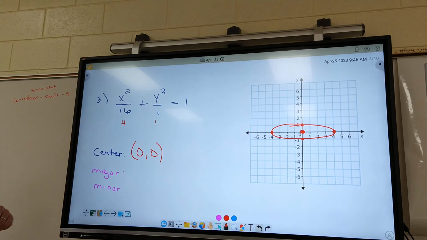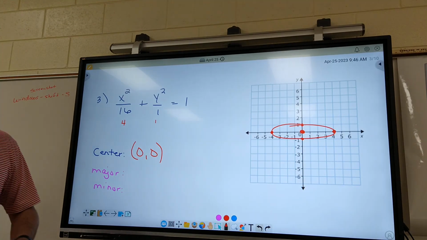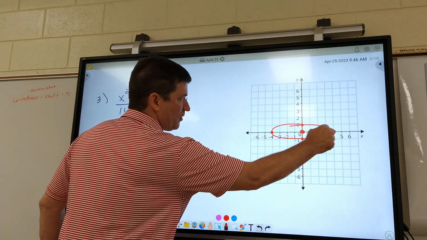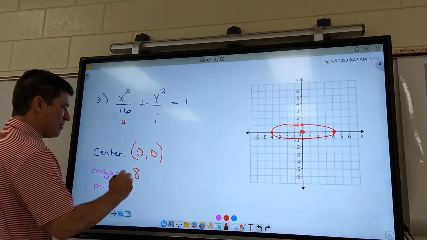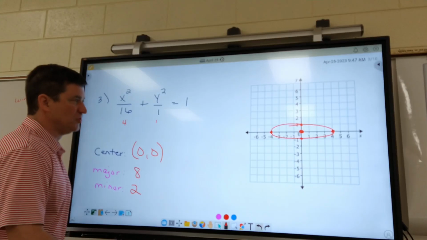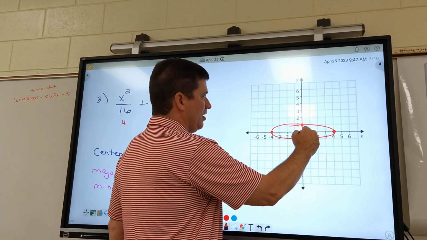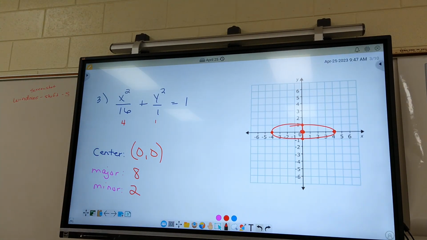All right, so how do we find the length of the major axis? Major axis just means the one that's longer. Look, this one's longer on the x-axis. 4 plus 4 is 8. Minor axis is 2 because you got 1 here to here and 1 here to here, right? All right, so number 3 was really easy. Question on 3 before we go to 4?